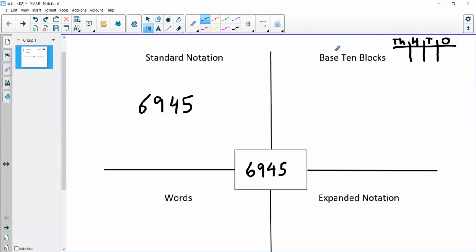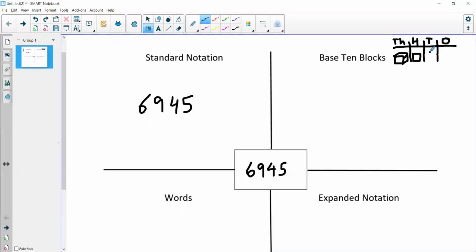Next, we're looking at base 10 blocks. To represent a number using base 10 blocks, you have to think about the place value. With 6,945, we have the place values of thousands, hundreds, tens, and ones. Thousands can be represented using cubes, like this. Hundreds can be represented using flats that look just like squares.